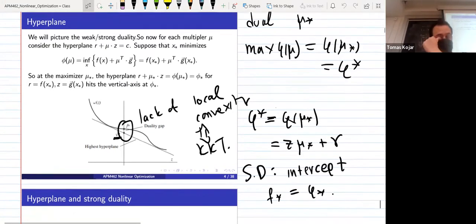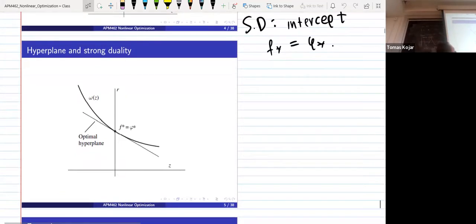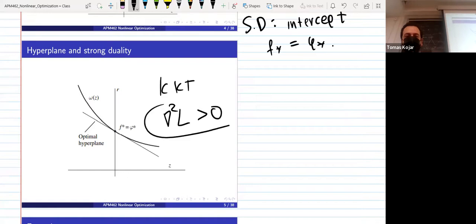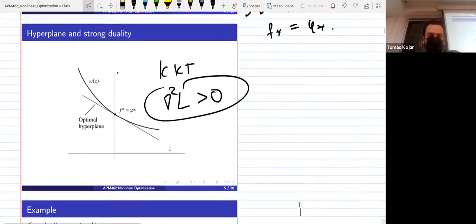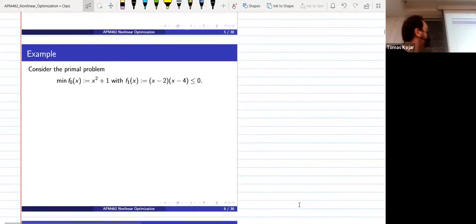So that's the picture. And then when you do have convexity locally with the Hessian, then you have strong duality. Okay, so this is KKT. So please remember to also look at the Hessian, right? Don't forget to do that. All right, let's do an example to give you an idea of all these objects.